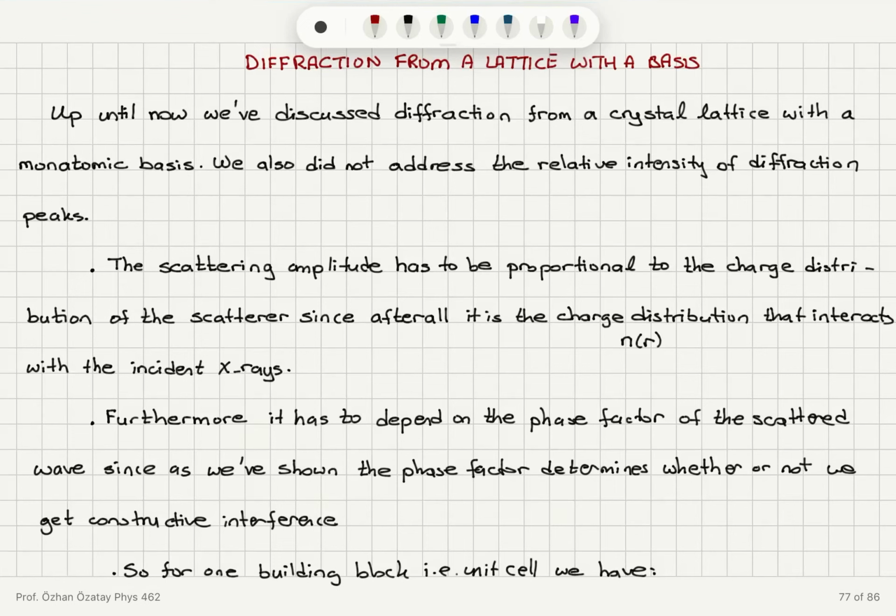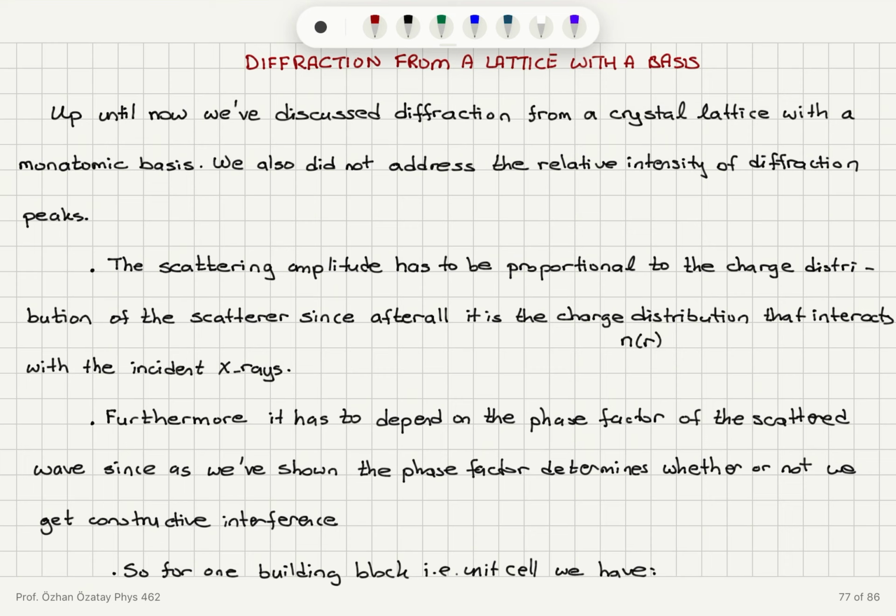So far we have talked about the diffraction conditions with no reference to the relative intensity of diffraction peaks. So we have found the Bragg diffraction condition 2d sin theta equals n lambda, where theta is the angle of incidence, we have elastic scattering of waves from the crystal, and d is the distance between planes.